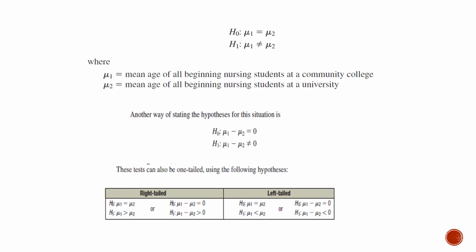while the alternative hypothesis will be mu1 is greater than mu2. And if we state that the mean age of all nursing students at a community college is less than the mean age of all beginning nursing students at a university, the test will be left tailed, and the null hypothesis will be that there is no difference, while the alternative hypothesis will state that mu1 is less than mu2.